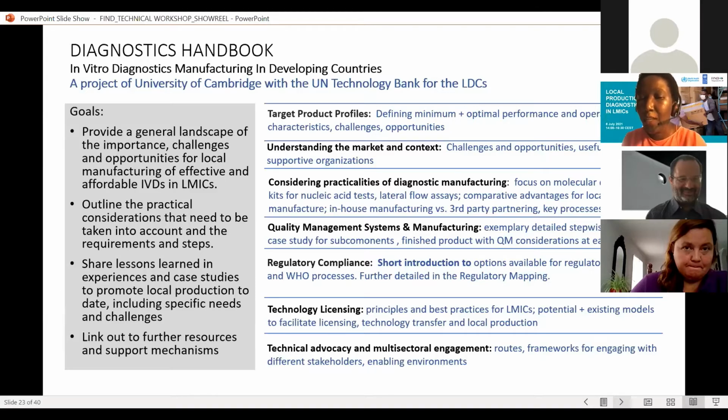Finally, we look at technology licensing, principles and best practices for LMICs, models to facilitate licensing, tech transfer, local production, and then also considerations that manufacturers may not have taken into account previously, which is their role in technical advocacy for the enabling environment and for multi-sectoral engagement with all of the actors who are relevant for manufacturing. Next slide.